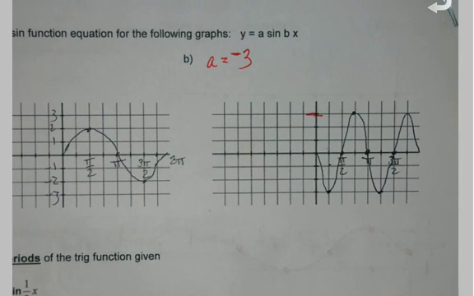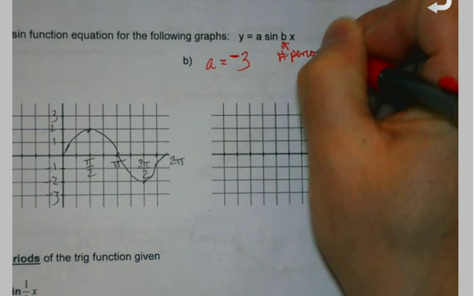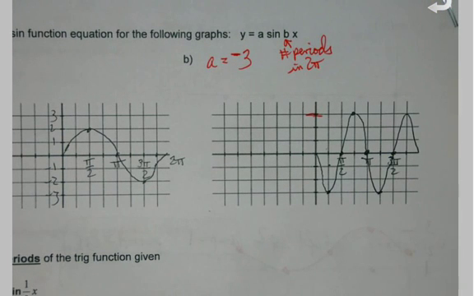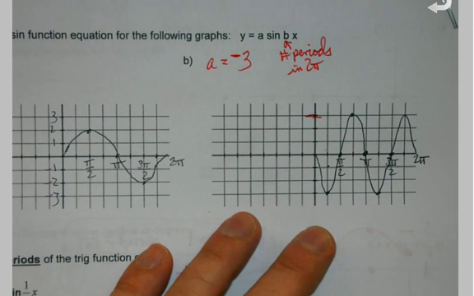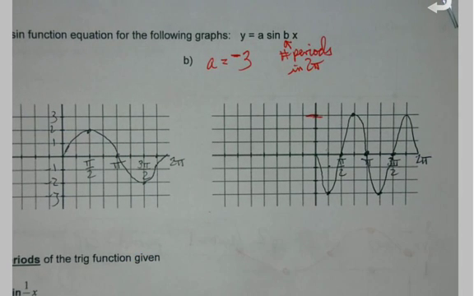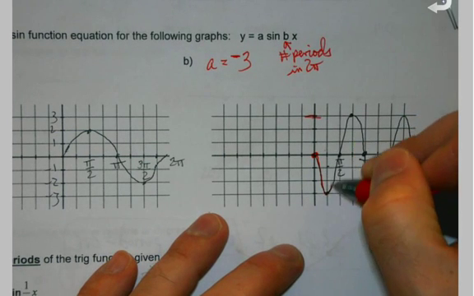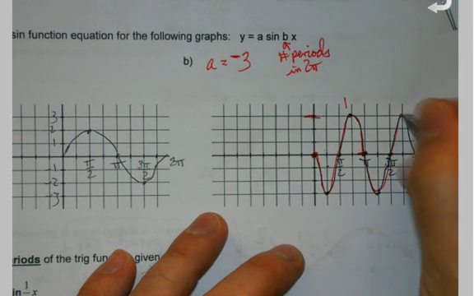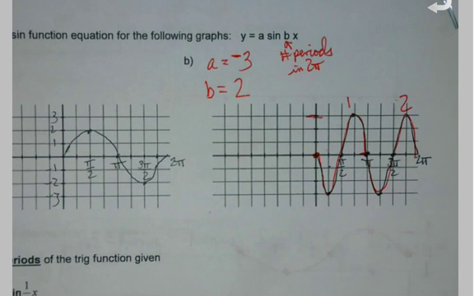Now the B value, remember, that's the number of periods that we have in 2 pi. So I look at my graph and I'm like, okay, well 2 pi is out here. So I got to figure out how many periods are here. I start at 0. So I go down and up, back down. That's 1. Yep, I go down and up and back down. That's 2. So my B value is 2, because that's how many complete periods I have.